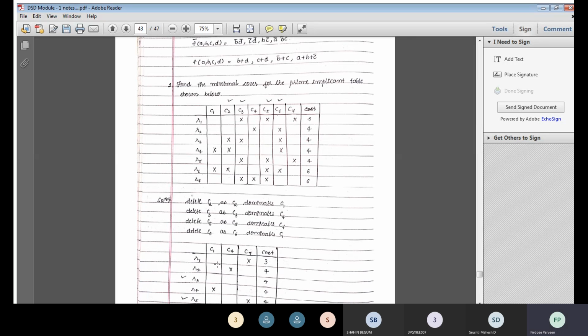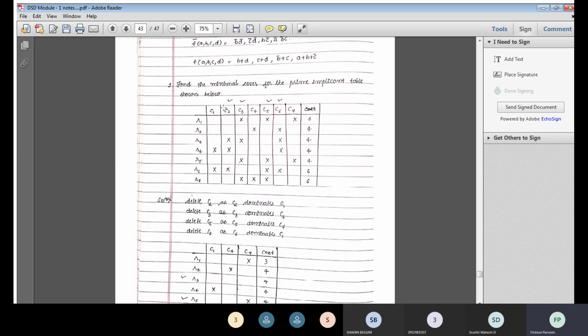Next question: find the minimal cover for the prime implicant table shown below. So this is the prime implicant table they have shown, with rows R1, R2, R3, R4, R5, R6 and R7, and these are the cross marks they have given. Now you need to compare these columns. You have to reduce this prime implicant table. How will you reduce it?